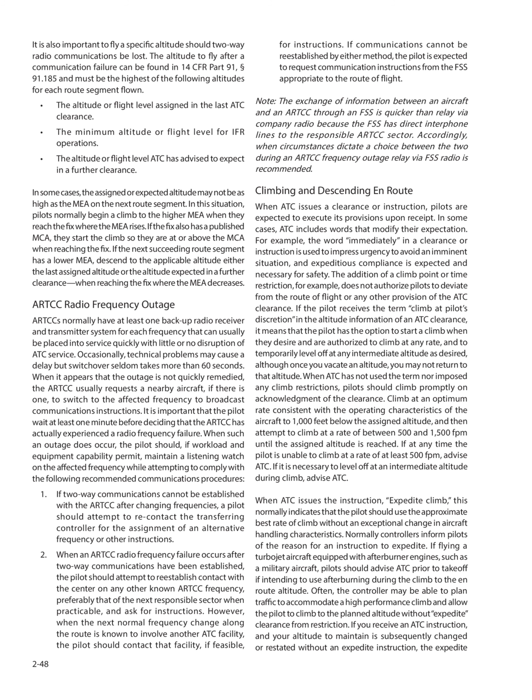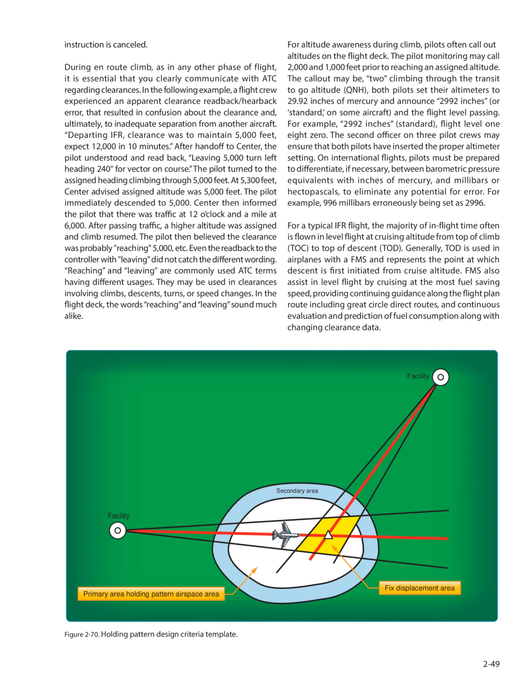Often, the controller may be able to plan traffic to accommodate a high-performance climb and allow the pilot to climb to the planned altitude without expedite clearance from restriction. If you receive an ATC expedite instruction, and your altitude to maintain is subsequently changed or restated without an expedite instruction, the expedite instruction is cancelled. During en route climb, as in any other phase of flight, it is essential that you clearly communicate with ATC regarding clearances. In the following example, a flight crew experienced an apparent clearance readback/hearback error that resulted in confusion about the clearance and, ultimately, inadequate separation from another aircraft.